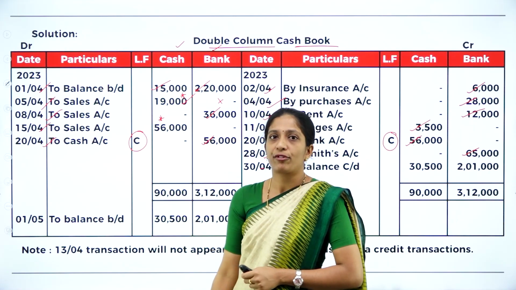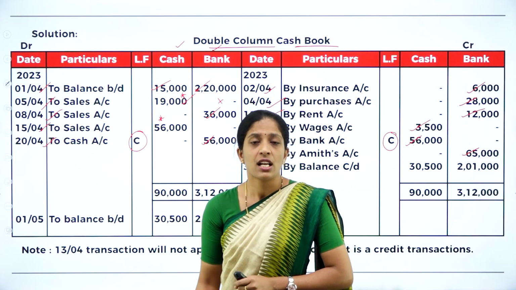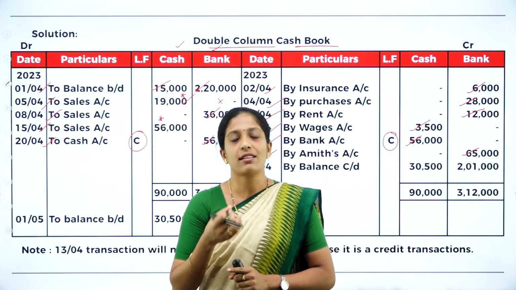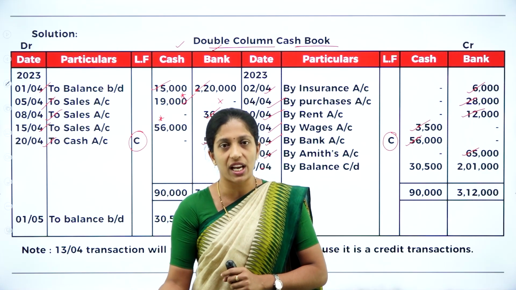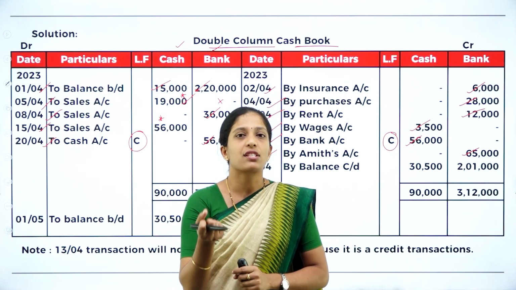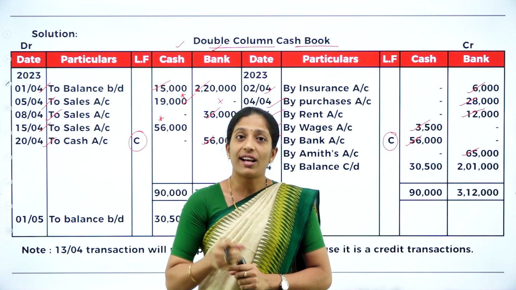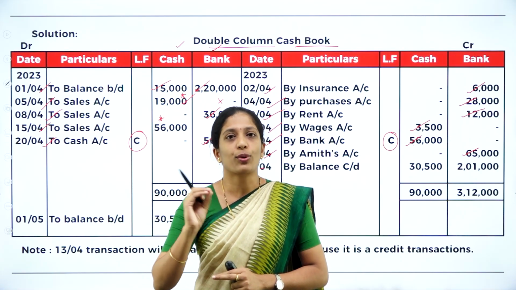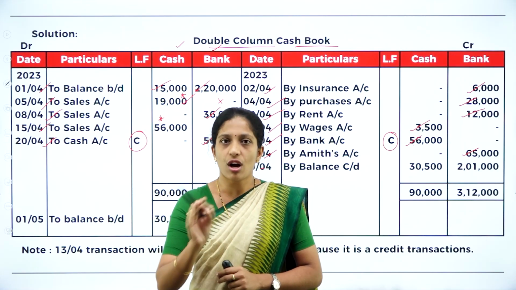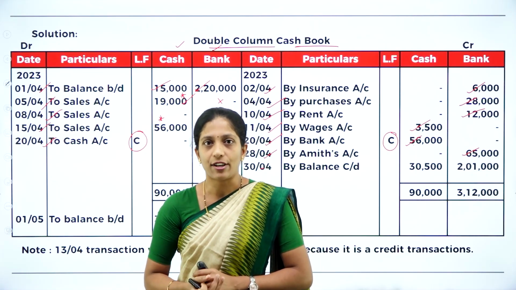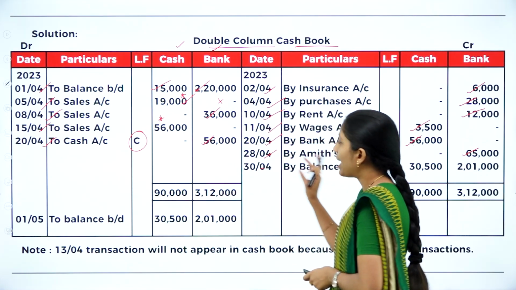And one more thing you have to remember under double column cash book is, when you receive a check and the check is not deposited on the same day, it is assumed that we have received so much amount of cash. If it is deposited, then you can write in the bank column. If it is not deposited, you have to write in the cash column. After this, you will balance both the sides.